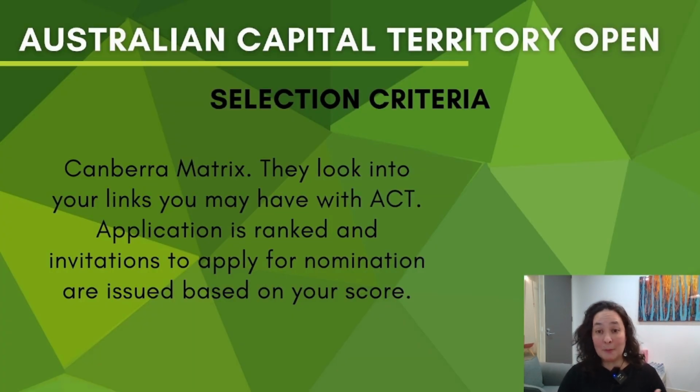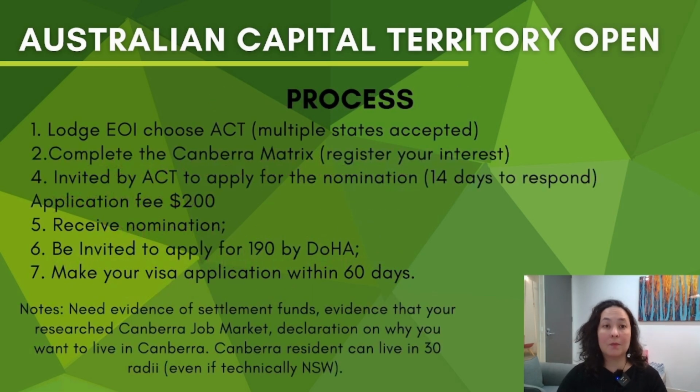You're going to be invited based on this ranking. And then the process goes. Once you register your interest, they will rank all the applicants. They make several rounds of invitations. The next one is happening on the 30th of August, if I'm not mistaken. So there's still time to apply. If you wish to apply to do the Canberra matrix, if based on your rank they invite you, then you have 14 days to respond.